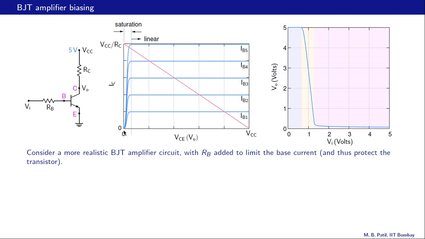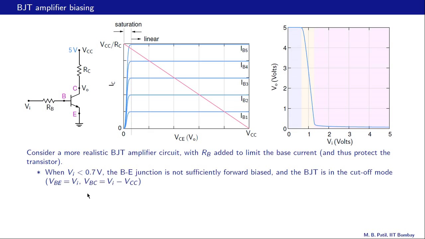That is what is shown over here. And for the transistor, we have this family of curves, one corresponding to IB1, one corresponding to IB2, and so on. And IB2 of course is greater than IB1, IB3 is greater than IB2, etc. When Vi is less than 0.7 volts, the base emitter junction is not sufficiently forward biased, and therefore this diode current is negligibly small. No voltage drop here across RB, and VB is then the same as Vi.